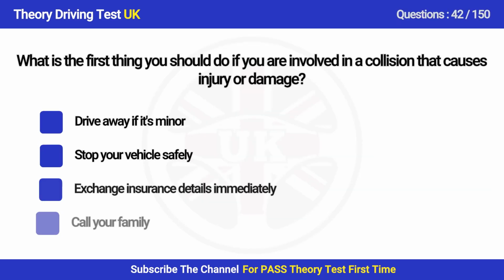Question 42. What is the first thing you should do if you are involved in a collision that causes injury or damage? A. Drive away if it's minor. B. Stop your vehicle safely. C. Exchange insurance details immediately. D. Call your family.